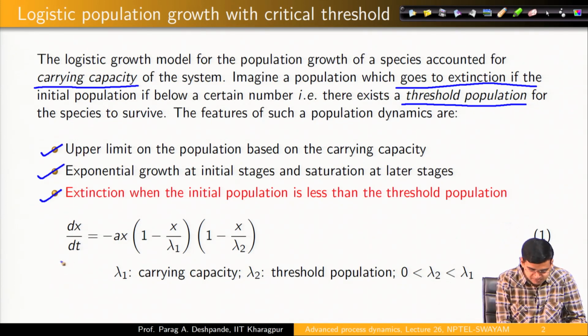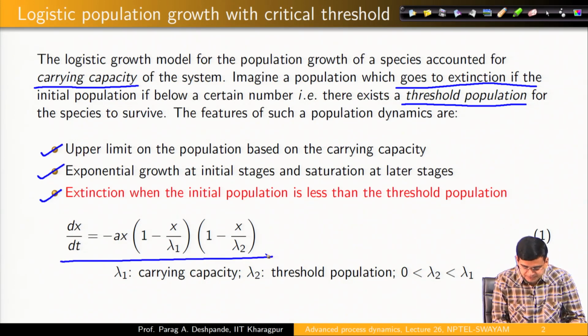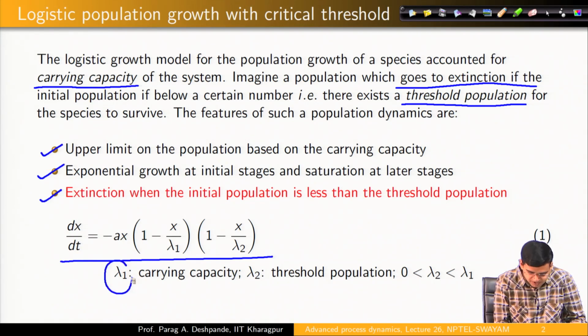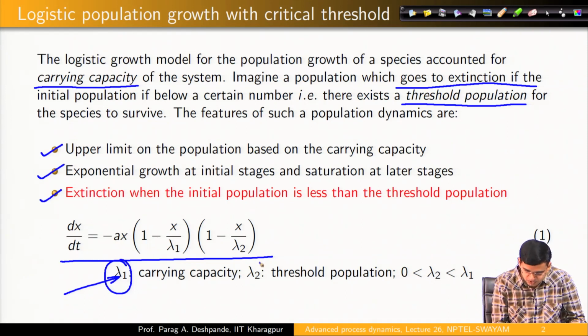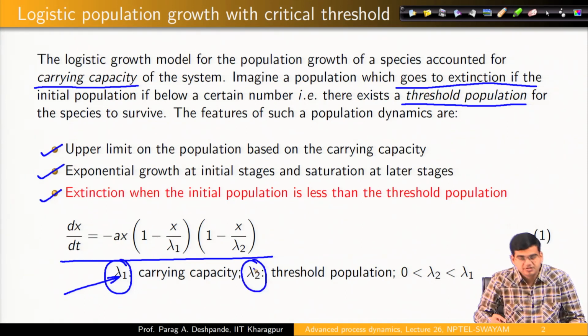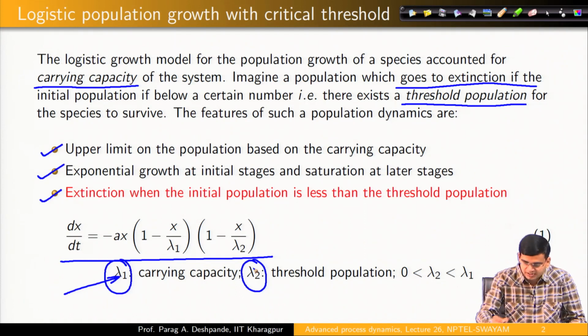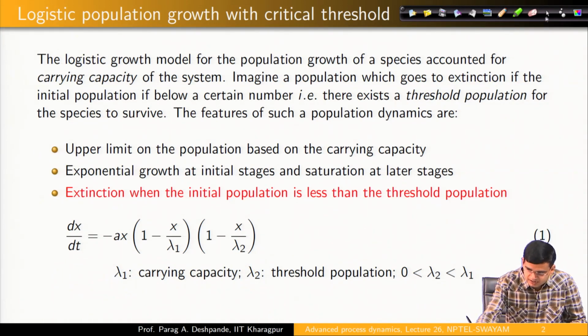So, this is my governing equation. 1 upon lambda 1, where lambda 1 is the carrying capacity, not very difficult to imagine, and lambda 2 is the threshold population. So, there is a minimum population which is required for the population to thrive. Let us analyze this equation and see how we look into it.